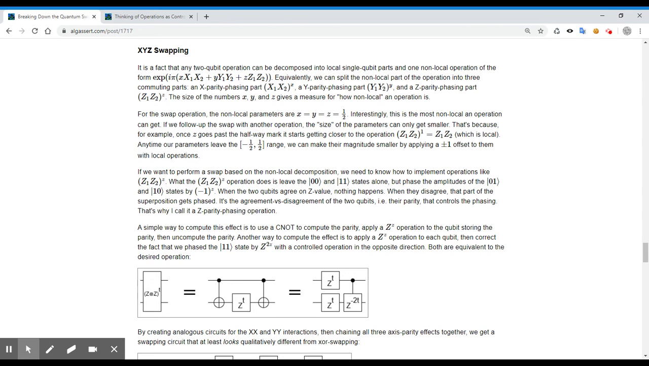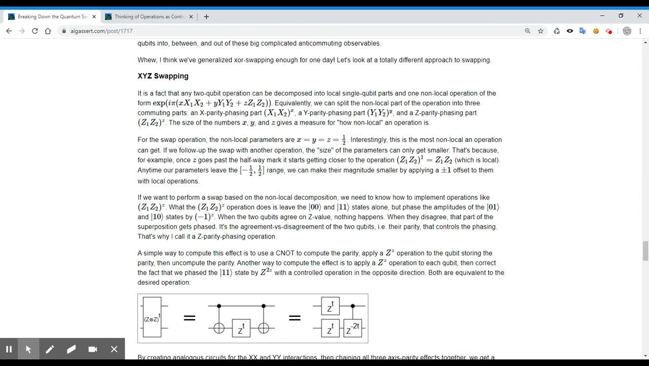The size of the numbers x, y, and z gives a measure of how non-local an operation is. For the swap operation, the non-local parameters are x equals y equals z equals 1/2. Interestingly, this is the most non-local an operation can get. If we follow up the swap with another operation, the size of the parameters can only get smaller. That's because, for example, once z goes past the halfway mark, it starts getting closer to an operation which is local. Anytime our parameters leave the -1/2 to 1/2 range, we can make their magnitude smaller by applying a plus or minus 1 offset. What did I just read?